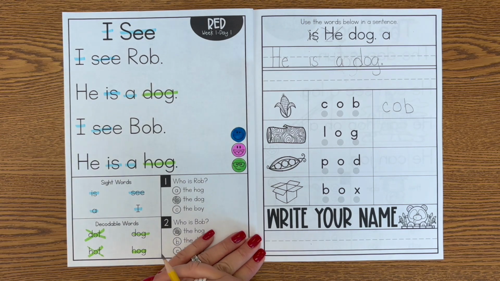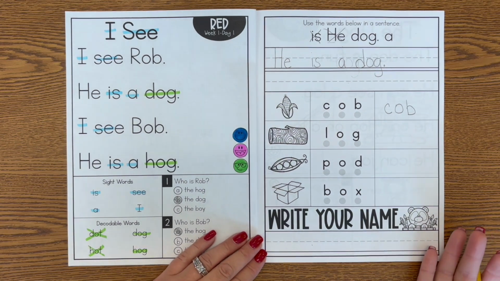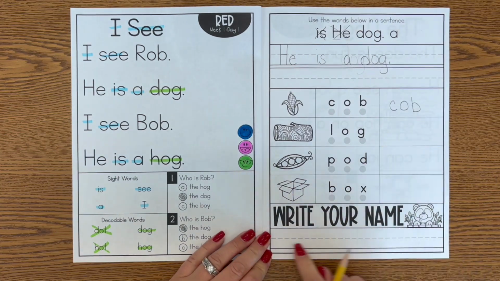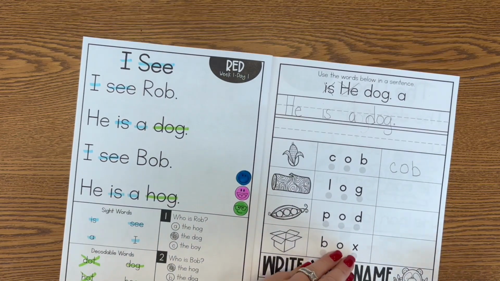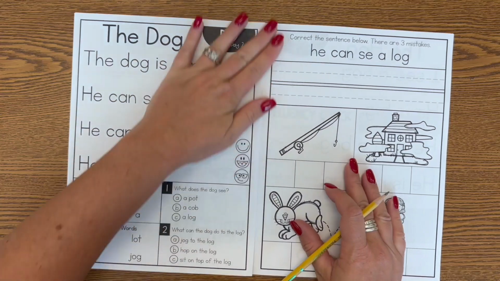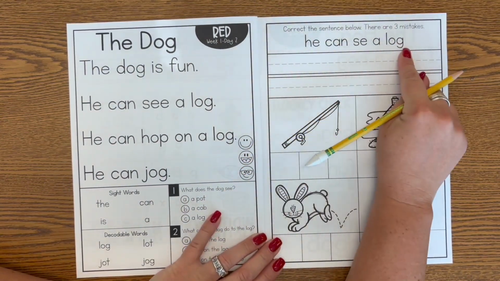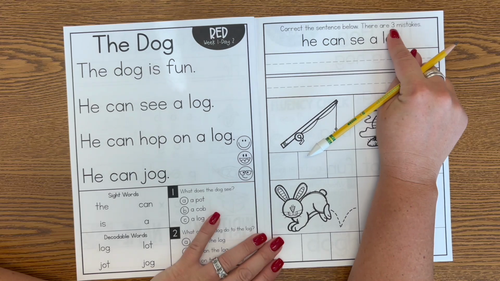Maybe you're using this with just some first graders who maybe have some behavioral difficulties or something. Knowing their first and last name is important, and oftentimes they don't get a lot of practice with that. On day 2, then, we have a sentence where there are 3 mistakes.